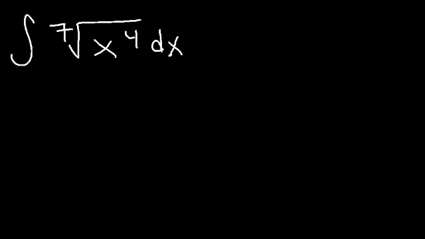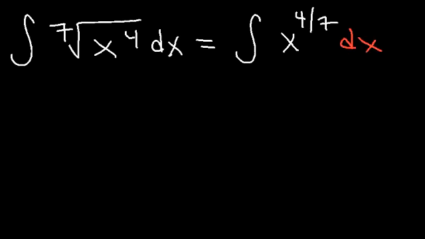Let's try one more radical example. Let's try the 7th root of x to the 4th dx. So first we need to rewrite it. This is going to be x to the 4 over 7 dx. And now let's integrate it.